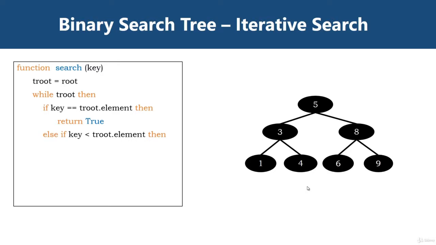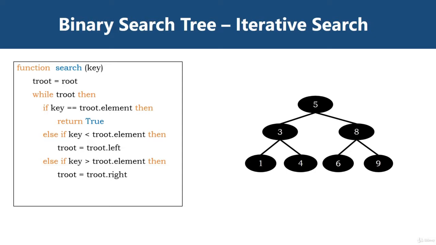But if the element we are trying to search, that is the key, is less than the element in the node, then we will move the reference, that is troot, to the root of the left subtree using the statement troot equal to troot.left. But if the key is greater than the element in the node, then we will move the troot reference to the root of the right subtree. This process continues until we find the element, or else we have reached the leaf node and there is no left or right subtree.